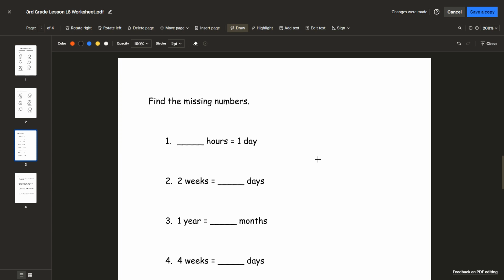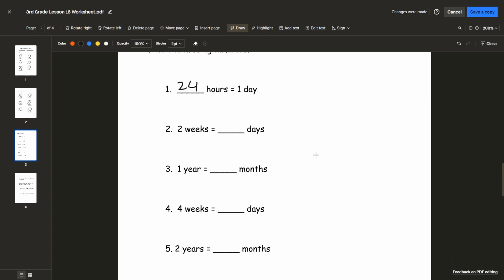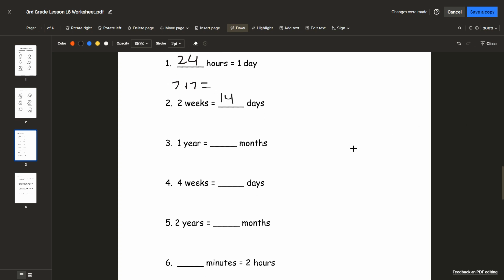Next page is find the missing numbers. So it's blank hours equals 1 day. And to know how many hours in a day, we should just know that it's 24 hours in 1 day. Okay. So number 2, in 2 weeks equals how many days? So there are 7 days in 1 week. So if there's 2 weeks, we do 7 plus 7, which equals 14 right here.